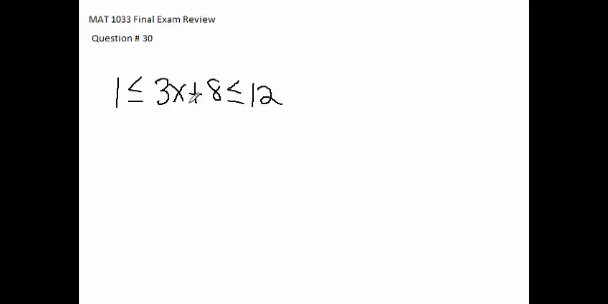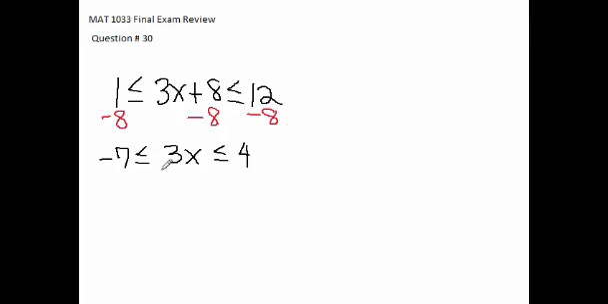Keep in mind, we have two inequality symbols, which means we want to isolate the variable in the middle of this double inequality. So the first thing I'm going to need to do is subtract 8. Begins our quest to get x alone in the middle. And if I subtract 8 in the middle, I must also subtract 8 on the extremes. So we have negative 7 is less than or equal to 3x, which is less than or equal to 4.